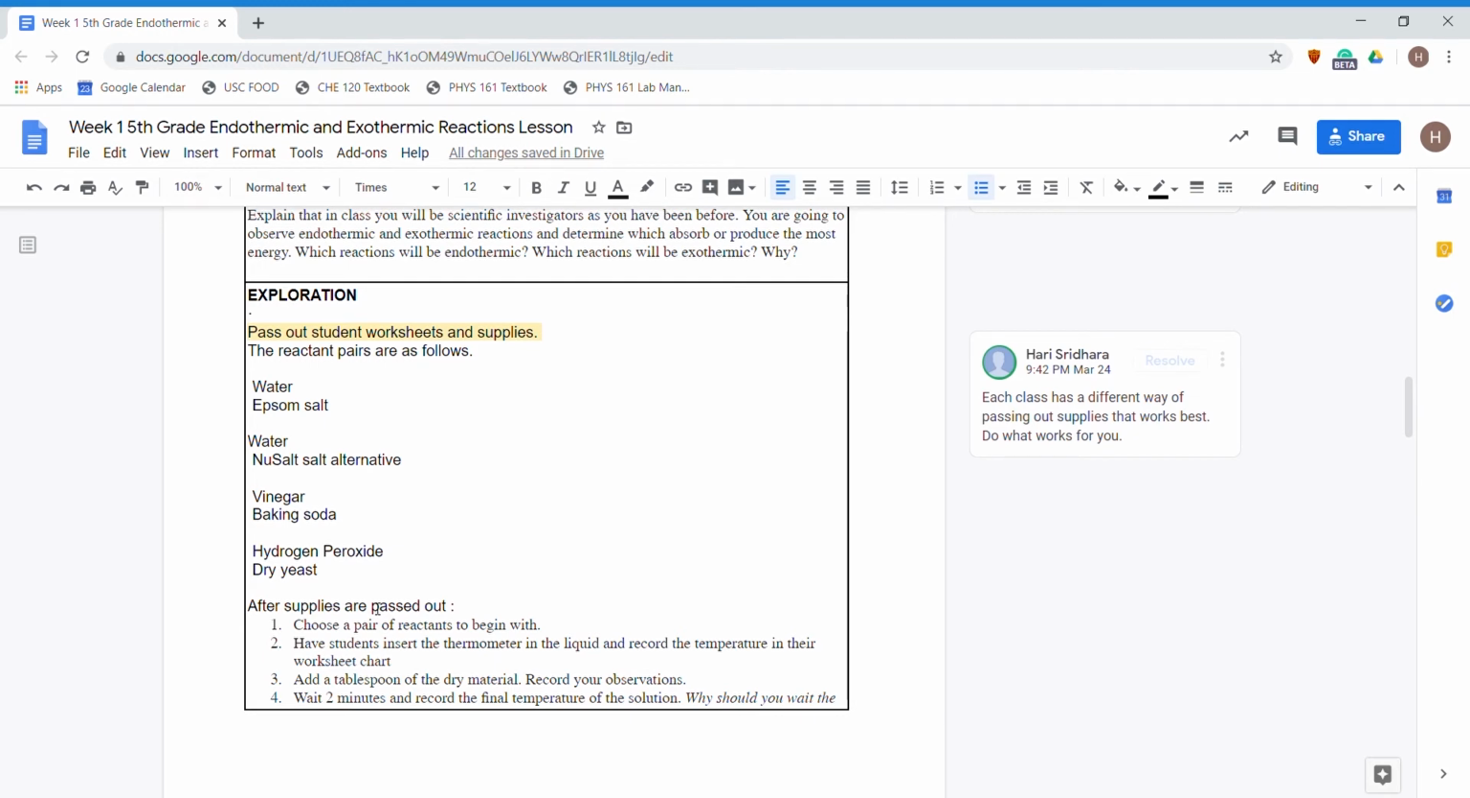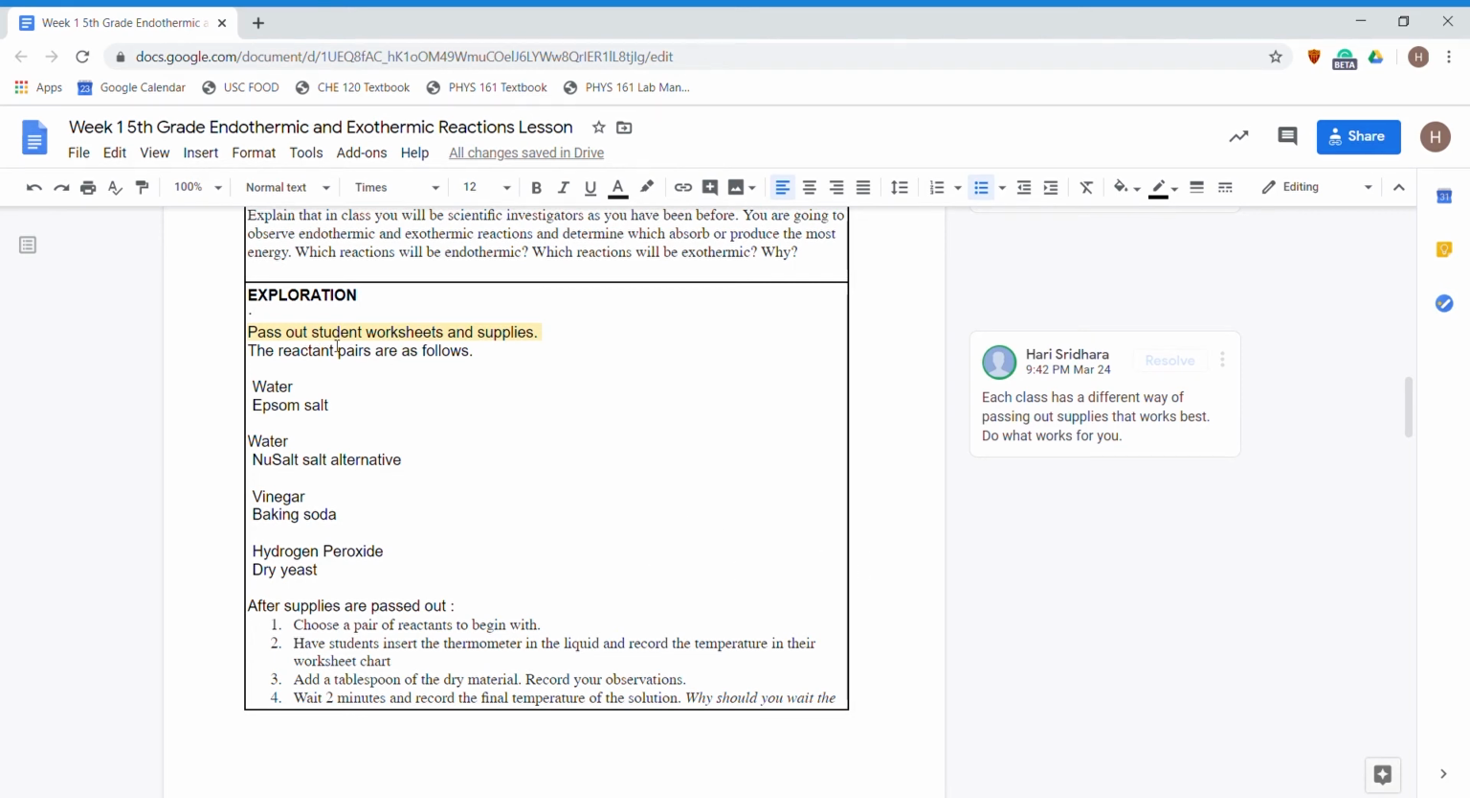I understand that each class has a different way of passing out supplies that works best, whether it be doing all of your supplies at once, or doing it as you go before each trial, or getting some help from students to help you pass out supplies. Whatever works for your class, go with that, as long as you can get the message across and finish the lesson in the appropriate amount of time.